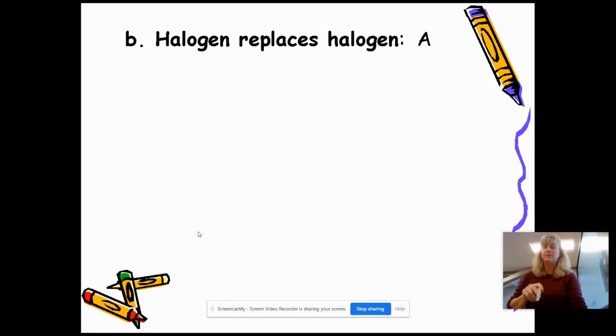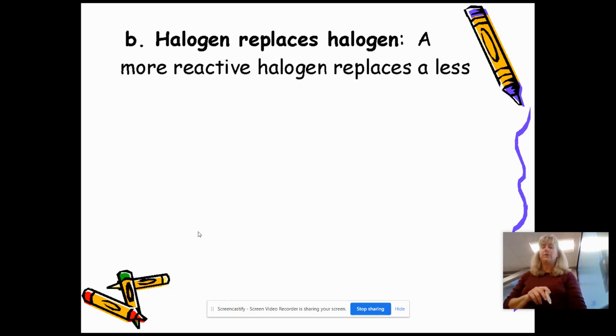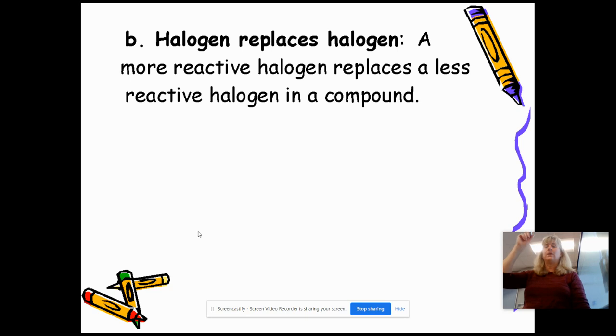Halogen replacing halogen, you can just look at the periodic table. The higher it is on the periodic table in that group, the more reactive it is. So a fluorine can replace chlorine, bromine, or iodine. We don't really talk about the lower two.